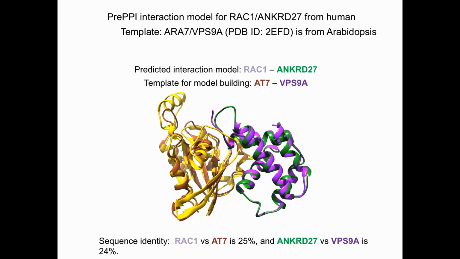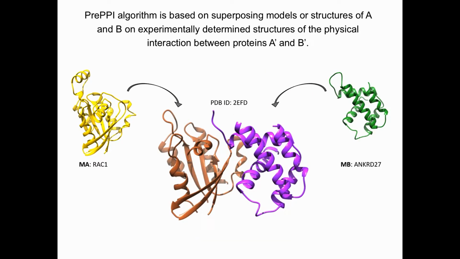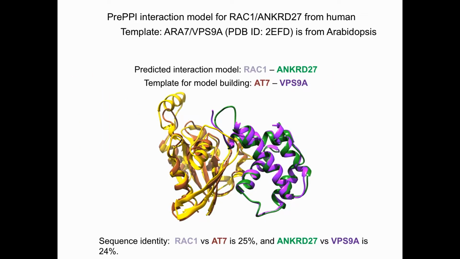Anyway, the two proteins here are from Arabidopsis. We're superimposing our human models or structures on the Arabidopsis proteins to get this putative complex and scoring it. So we're using structure, again, as I said, the way people use sequence.